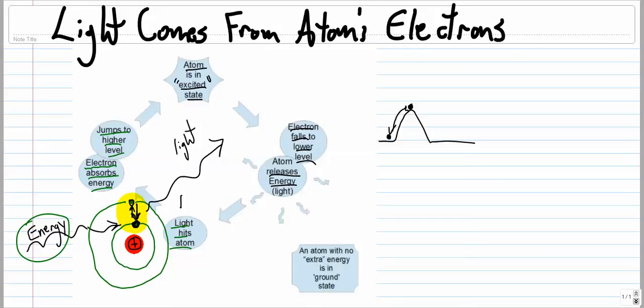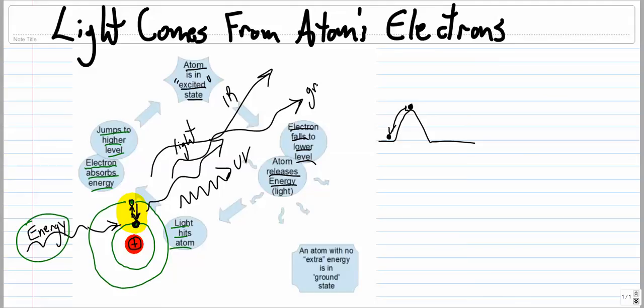If the wavelength is really short, it might be something that we can't see, like ultraviolet. If the wave was really long, it might be something that we can't see, like infrared. Or if the wave was somewhere in between, it might be the color green, perhaps, or any of the other colors that we can see. So that's where the light that we see comes from.